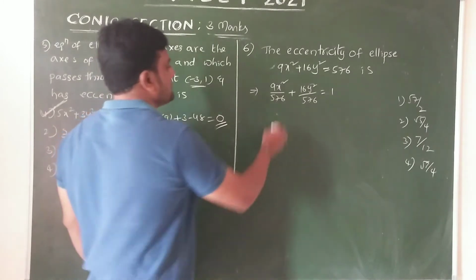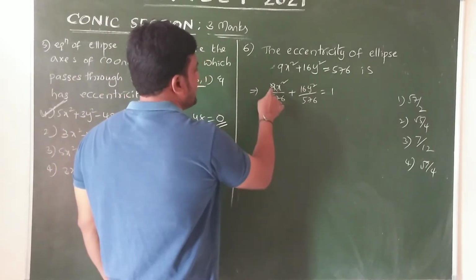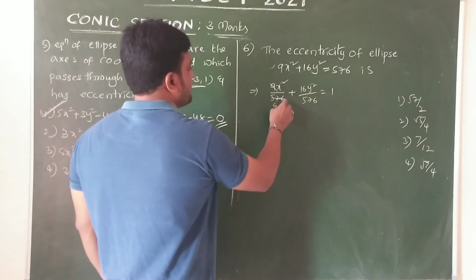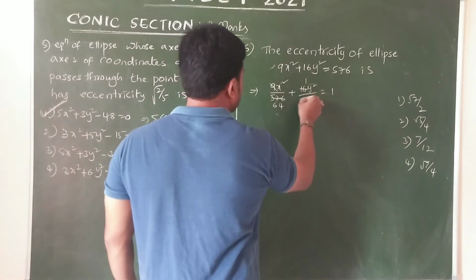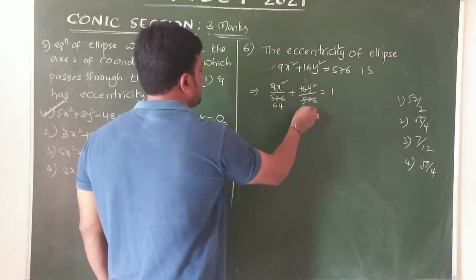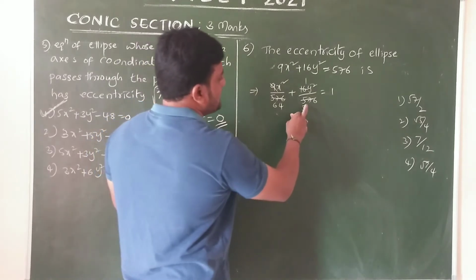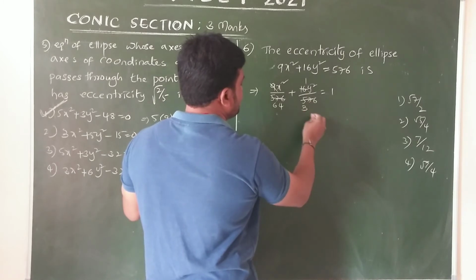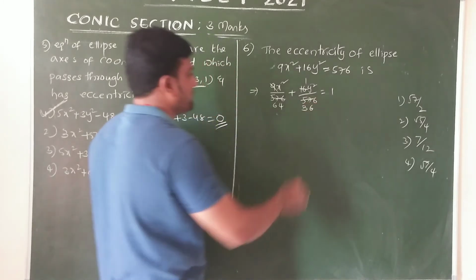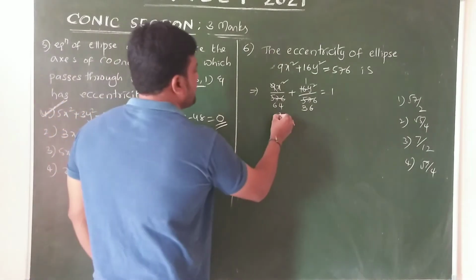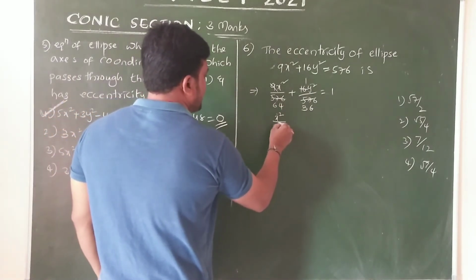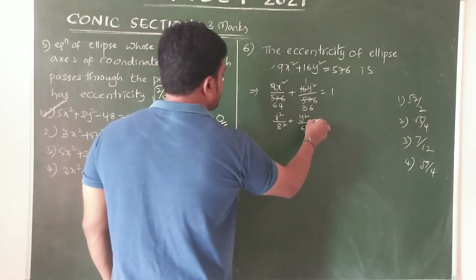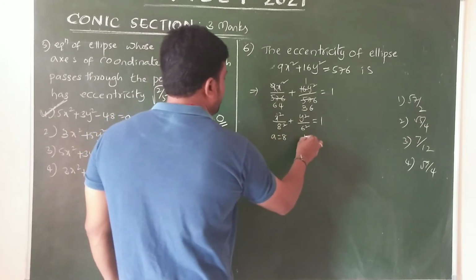now 9 times 16 is 576, 9 times 64 is 576. Yes. Then x square by 8 square plus y square by 6 square equals 1. Okay, then a equals 8, b equals 6.